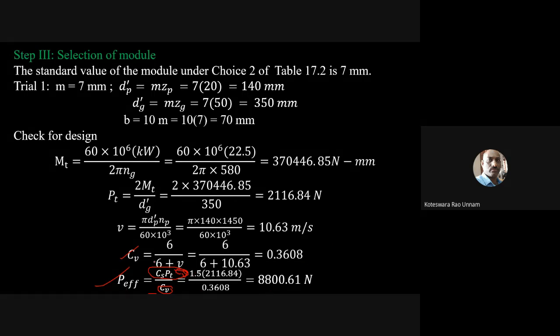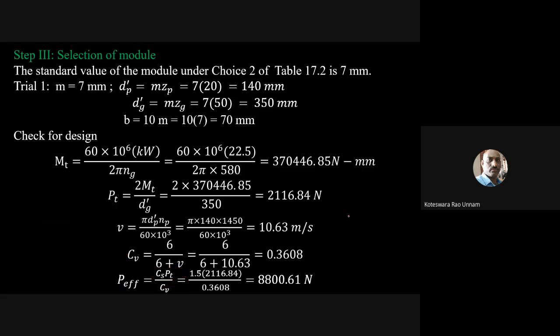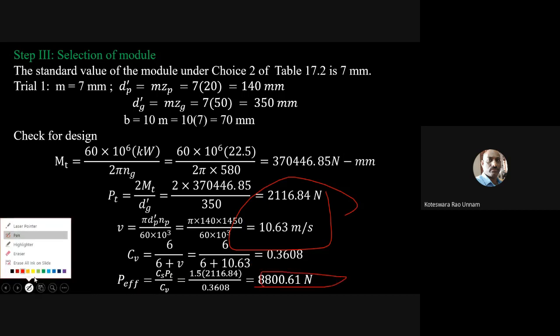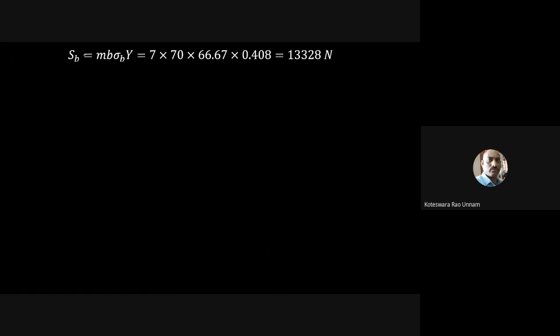Now here, we need to substitute the given data. Just now you calculated it, and you'll get your effective load as 88,800 newtons. Once you have the effective load, then you can calculate the beam strength, and based on that, you can find out the factor of safety. Beam strength formula is this one: M B into sigma B into Y. If you substitute the respective values, you get beam strength SB as 13,328 newtons.